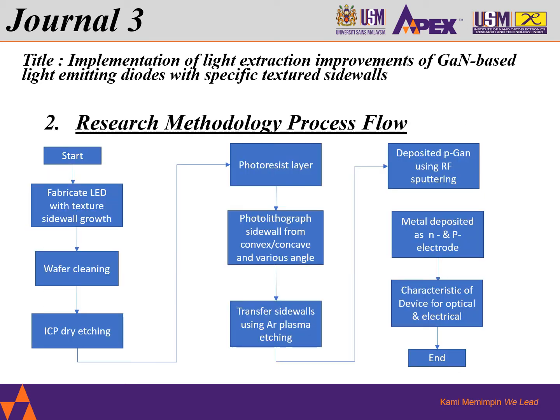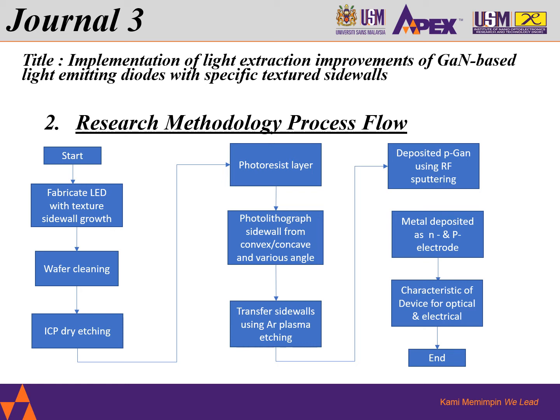Okay, let's go for the research methodology process flow for Journal 3. The first process starts with the LED fabrication with the structure slide grown. Second, we perform the wafer cleaning and ICP dry etching. The next process is the photoresist layer. The next process is photolithography of the sidewall for the convex and concave patterns and also the variable angle.